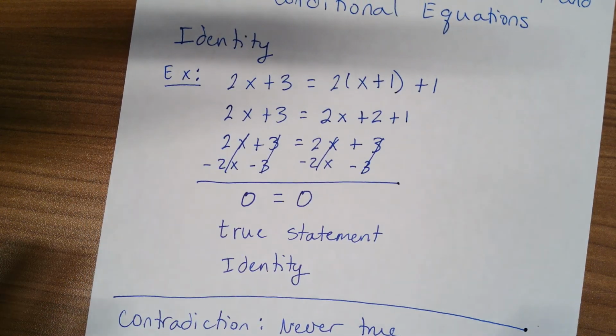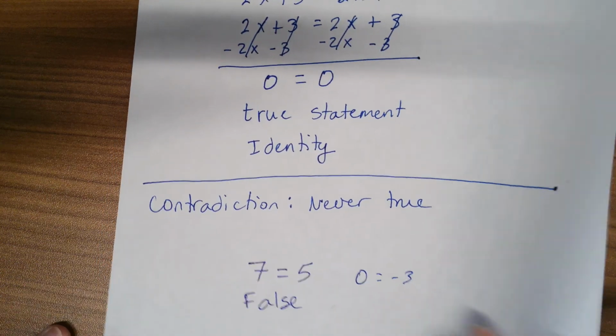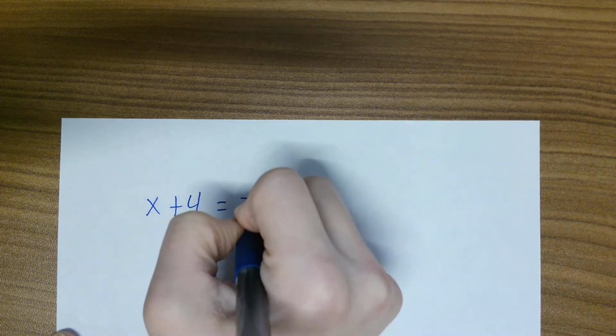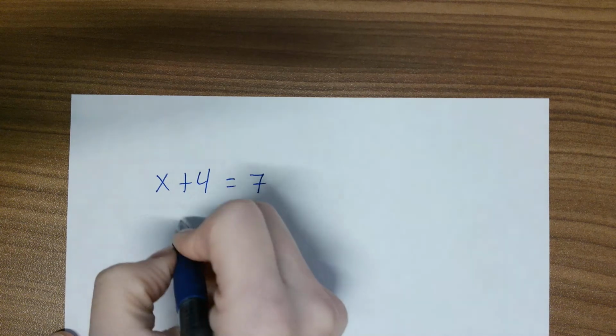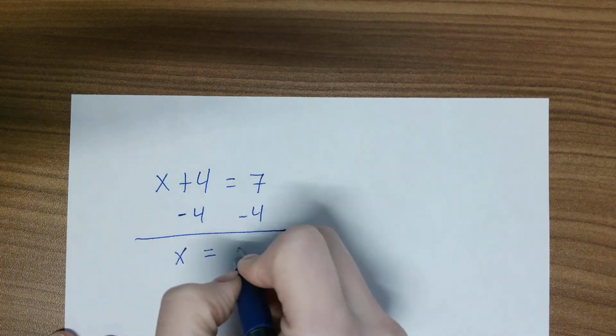So if I end up with a true statement, it's an identity. If I end up with a false statement, it's a contradiction. The last option we have is me actually getting a solution. So let's say I have x plus 4 equals 7. We're going to keep it simple, right? So I'm going to subtract 4 from both sides, and I get x is equal to 3.